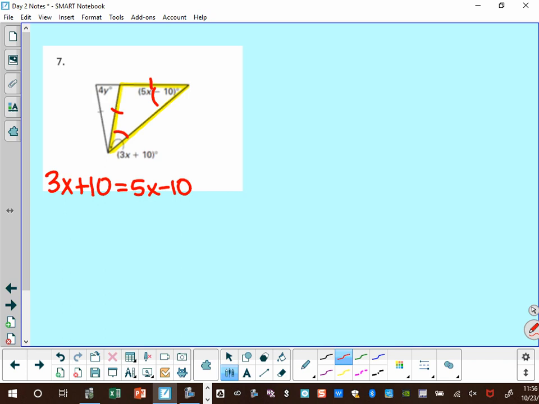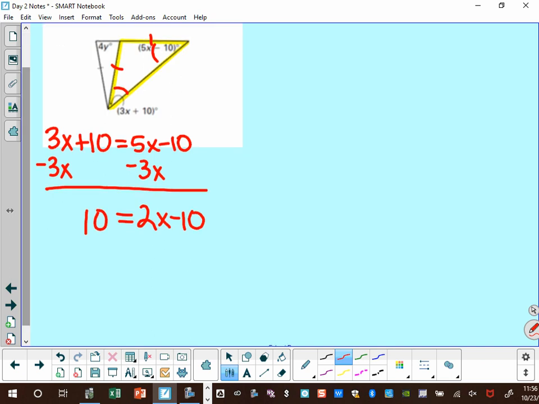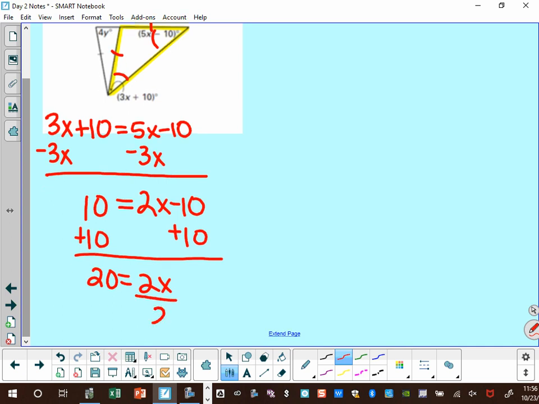If I want to solve this, I'm going to subtract 3x. And I have 2x minus 10 is equal to 10. And then I'm going to add 10. So I'm left with 20 equals 2x. Once I divide by 2, x equals what? 10. So we got what x equals.